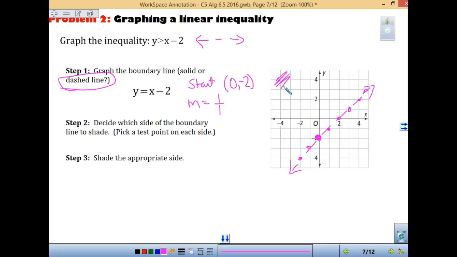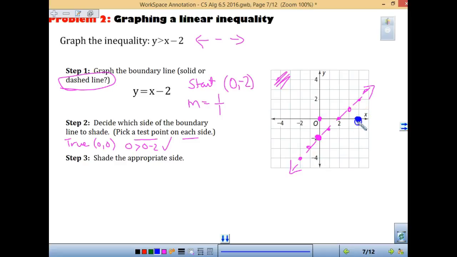They want you to pick 2 checkpoints. I will ask you in your homework to pick 2 checkpoints. Now, since we think it's on this side, the easiest checkpoint is 0, 0. So pick a test point on each side. We think the side that it should be true should be 0, 0. Is it true that 0 is greater than 0 minus 2? Yeah, that works. We now want to pick a checkpoint on the other side. So we know at this point this is where we're shading.